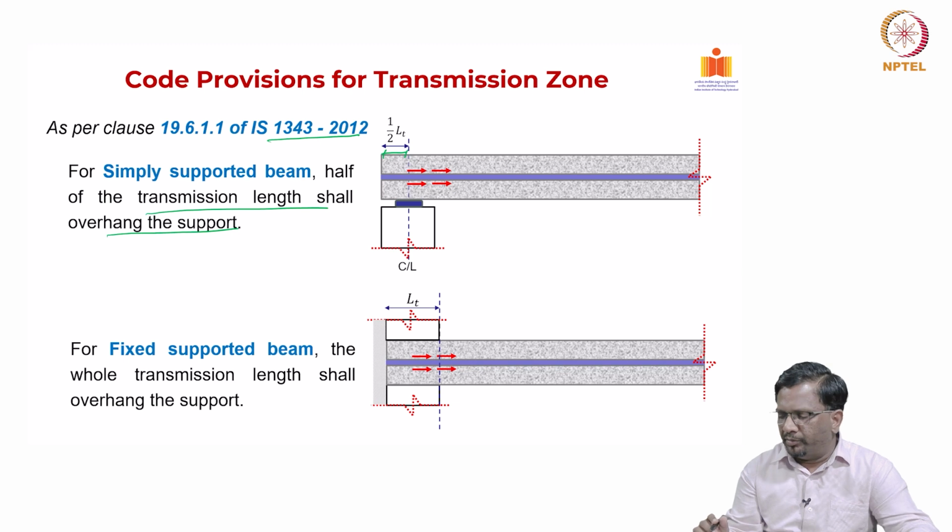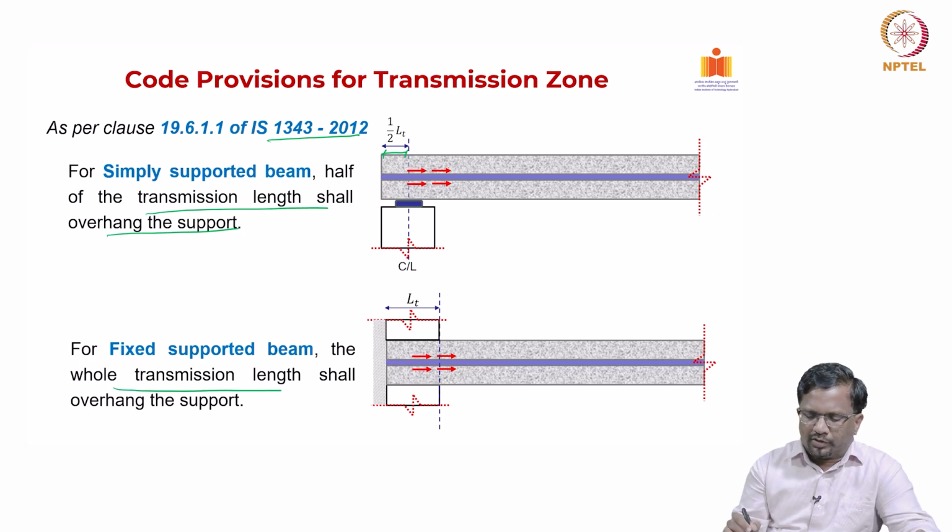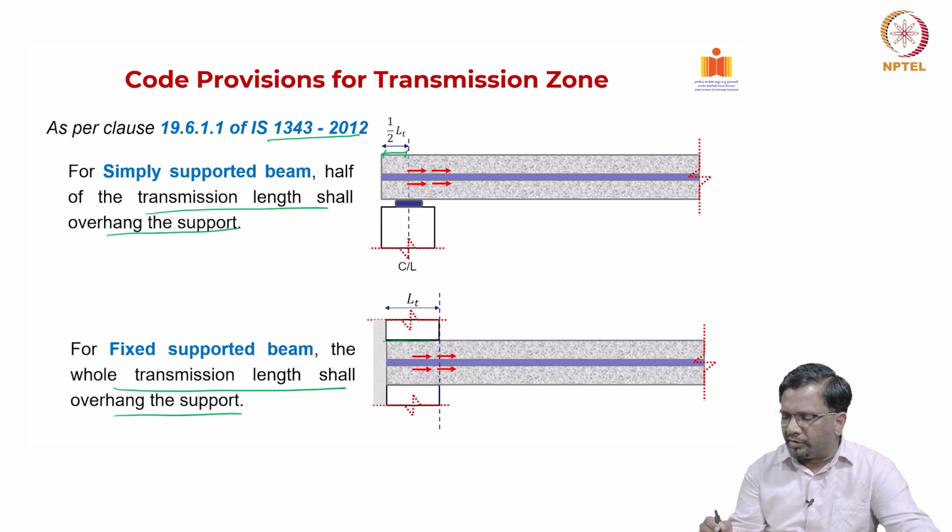For the fixed support beam, especially when you are doing a precast and then you are embedding inside the support, then for a pretension system, they are saying that the whole transmission length shall be overhang the support. That means, this entire distance of embedment LT should be at least this much, right. You can have more than LT, but that is not a problem, but for fixed support beam at least it should go inside the support by a distance of LT. So, because this is a cantilever kind of support, right, negative moment will develop. So, you need to develop that effective pre-stress right at the face of the support. That is the reason the code wants you to make sure that you embed the precast pretension beam at least inside by a distance of transmission length LT, right.